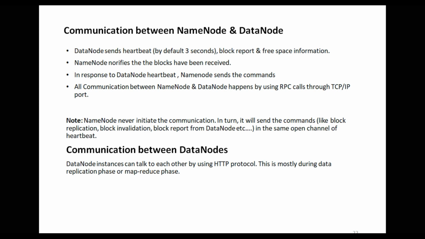The signal will be sent to the name node. So name node will not send any signal to data nodes. Only the data nodes will send signals to the name node. Each and every data node will send a signal to the name node. Okay, and name node is notified of the blocks that have been received. And instead of only a heartbeat signal, they'll send more information, like how many blocks the data node has.